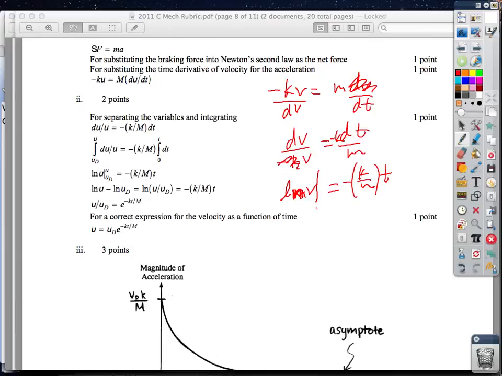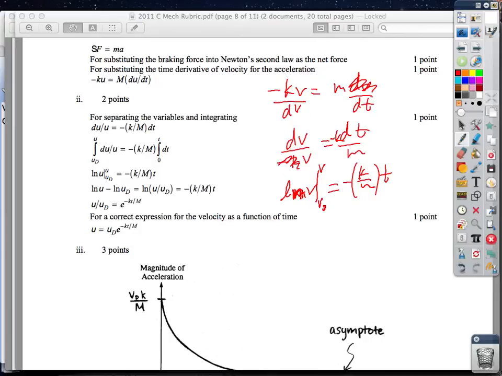Oh, v is the velocity at point D. Okay, that's cool. And then this v is whatever the velocity is at that moment. So they're taking v sub d and v. That's where they're breaking it into these two things. The natural log of this is equal to that.